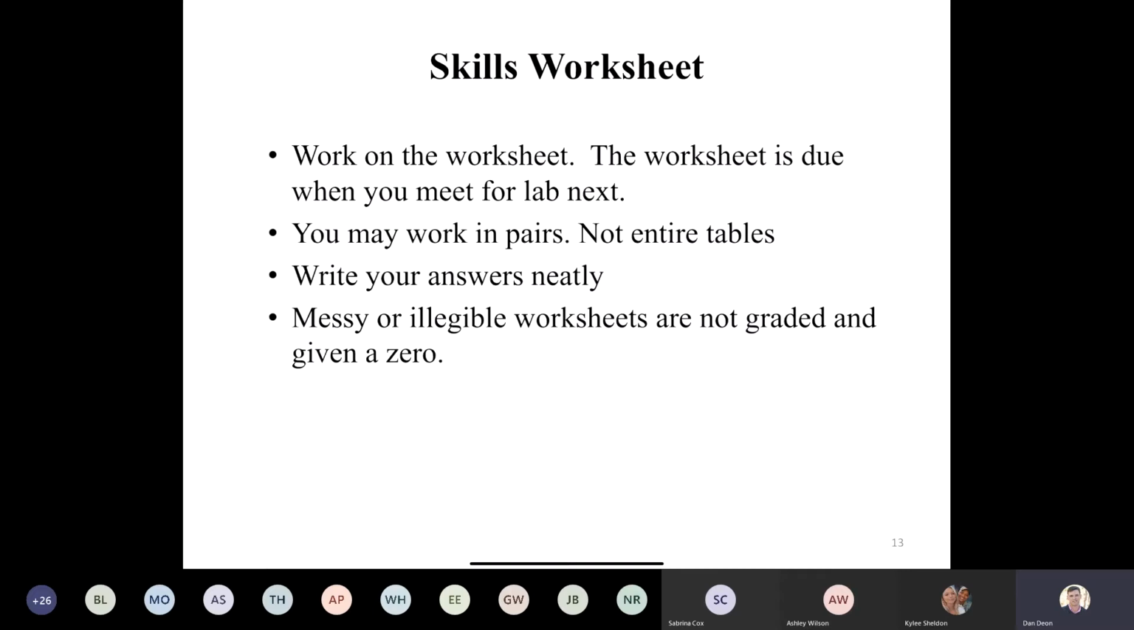All right. There we go. You're going to work on the worksheet. The worksheet will be due the next time you meet for lab, okay? I'll make the due date then. You can work in pairs, and it says here, work in pairs, not entire tables.